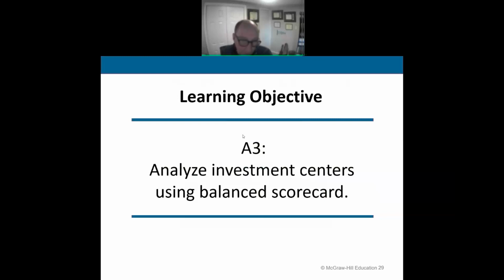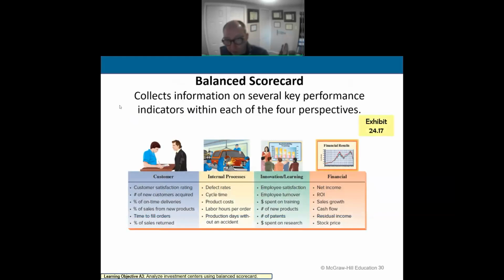This one's important. I want you to understand this one. This is called a balanced scorecard. A lot of companies use this. For those of you hospitality majors out there, you know this one. To some degree, you know this one.